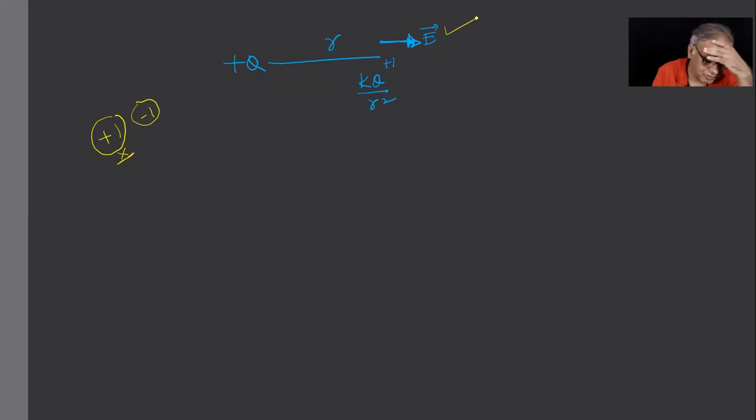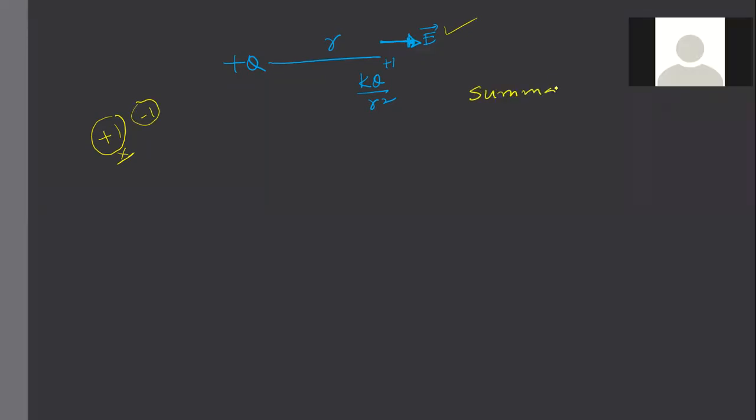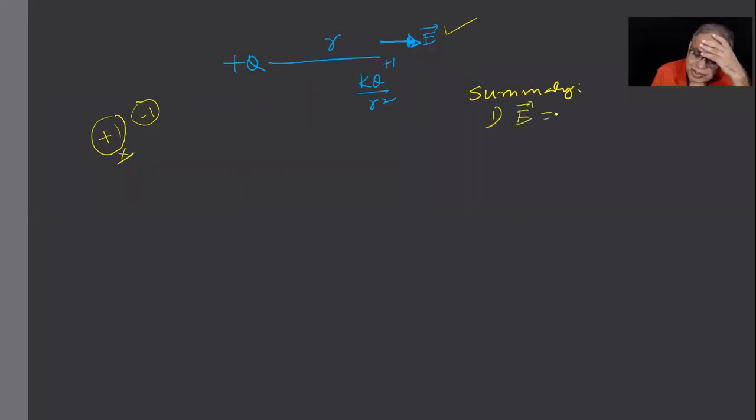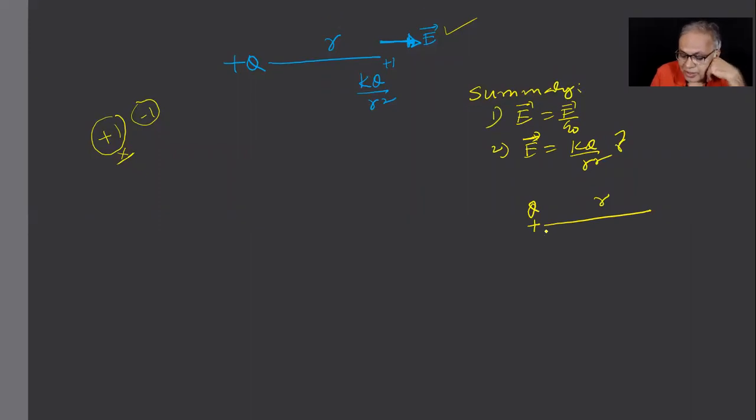Okay. So two things. I'll repeat. My summary until now is only this. Summary is E bar equals F bar by Q naught. And second is E bar equals KQ by R square R cap. Of course, if I write E bar here, I should put this Y. Look, this also I forgot to tell you. If this is Q, at a distance R, if I want to calculate E, let me represent this R as a position vector R this way.